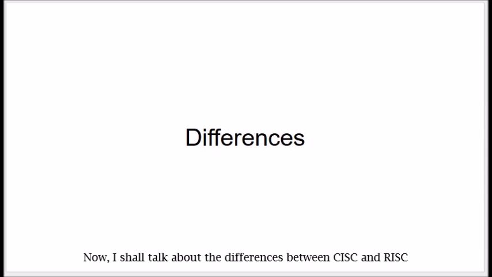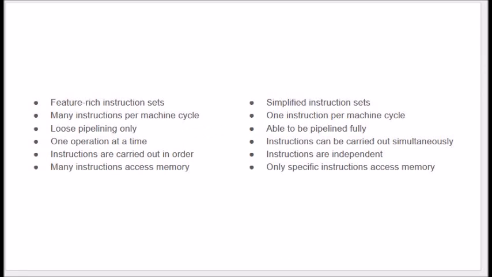Now, I shall talk about the differences between CISC and RISC. CISC computers feature rich instruction sets. CISC has many instructions per machine cycle. It runs one operation at a time. Instructions are carried out in order. Many instructions access memory.